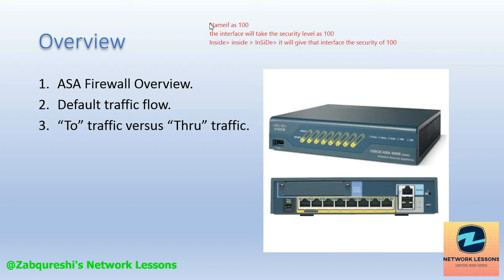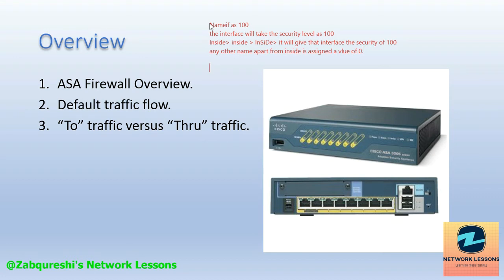So what if you specify any other name? Any other name apart from inside is assigned a value of 0, and then you have to go and assign the security level of that interface. So that is the story of security level, and it controls the default traffic flow. We will see how it does.